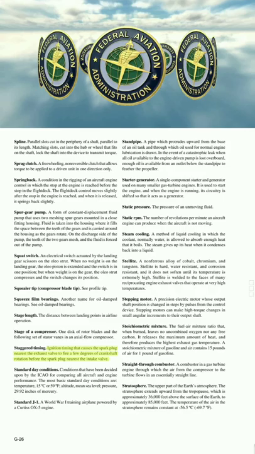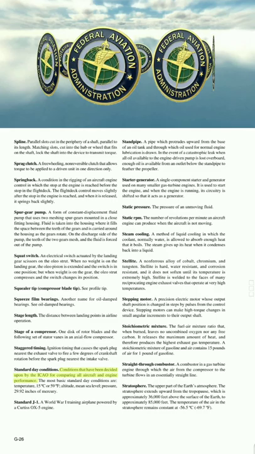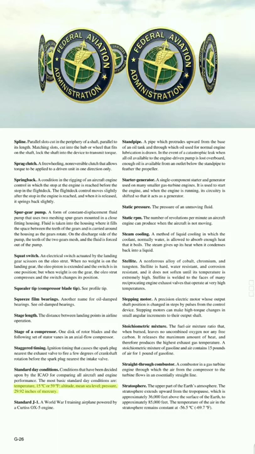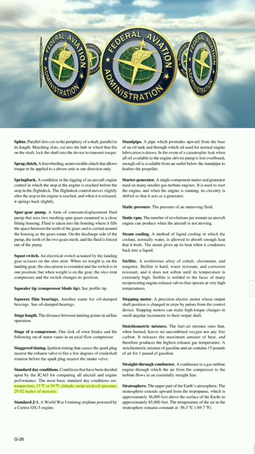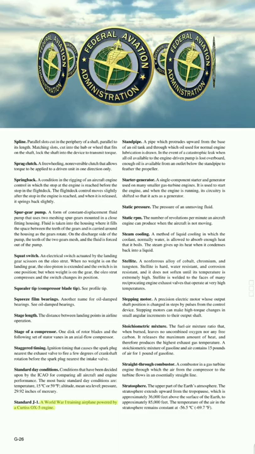Standard day conditions: conditions that have been decided upon by the ICAO for comparing all aircraft and engine performance. The most basic standard day conditions are temperature, 15 degrees C or 59 degrees F; altitude, mean sea level; pressure, 29.92 inches of mercury. Standard J1: a World War I training airplane powered by a Curtiss OX-5 engine.